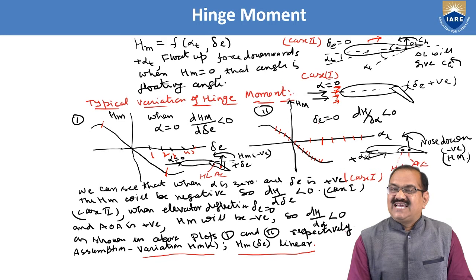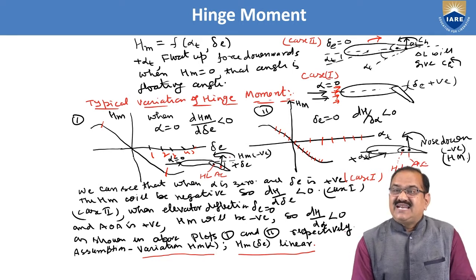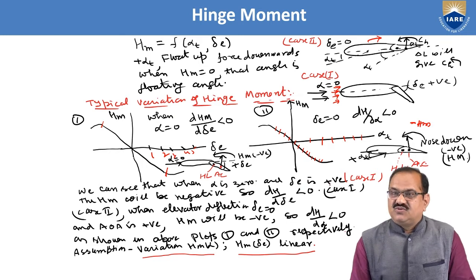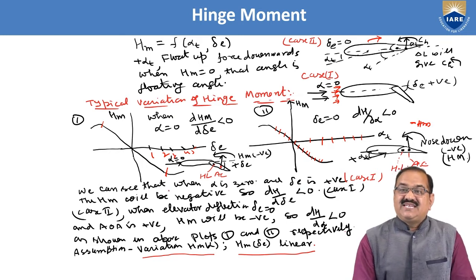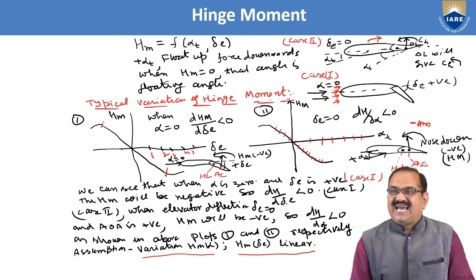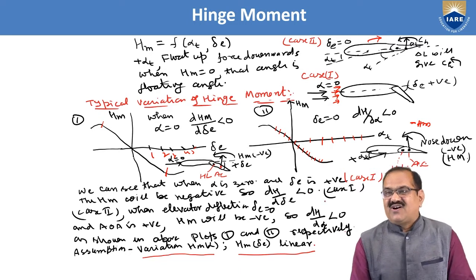So you can see that delta E is increasing here, and this HM is negative. Here also, with nose down, this HM is negative. So we have to find out the HM. We can see that when alpha is 0 and delta E is positive, that is case 1, the HM will be negative. So dHM by d delta E is less than 0. This is for case 1.